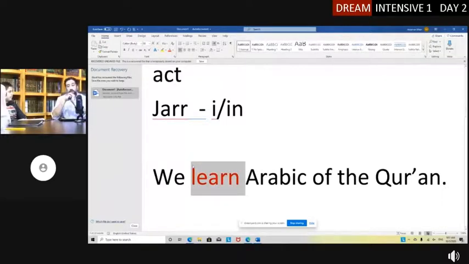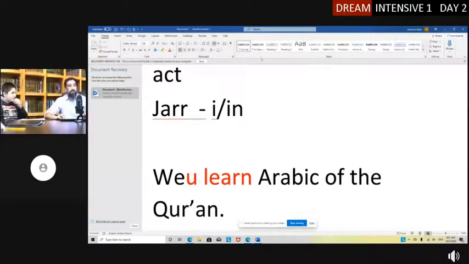Okay, so what's rafa' here? We, because they're the doers of the act. What sound should I put next to we? Ooh, good. Arabic is the detail, because what do you learn? Arabic. So it's a detail. What sound should I put next to it? Nasab, so ah. Good.